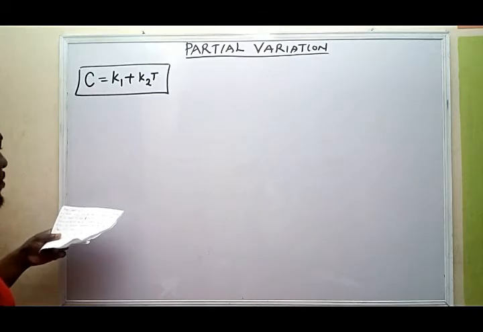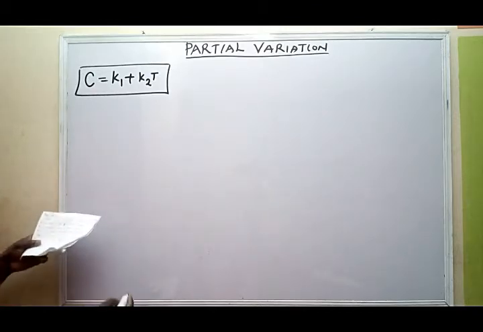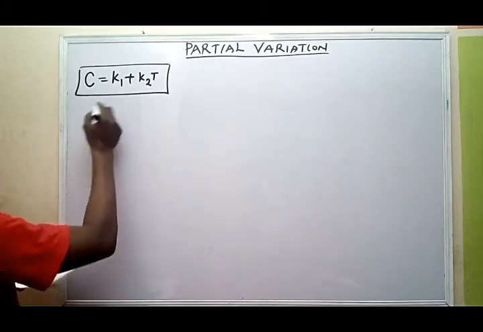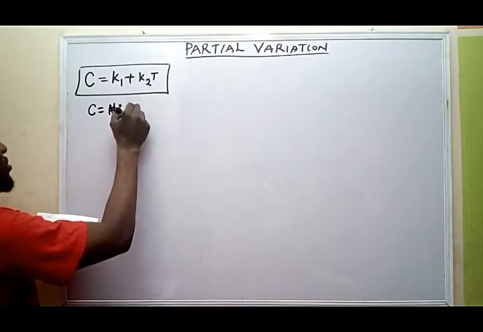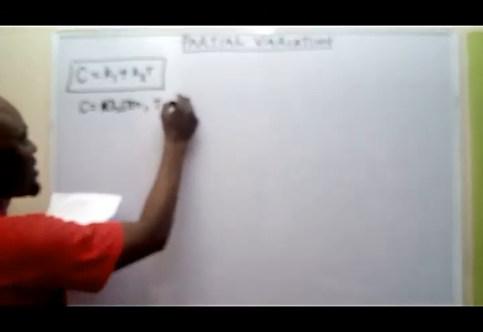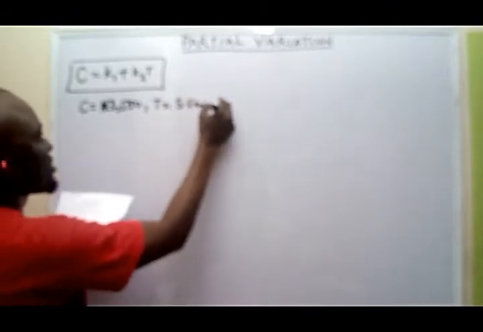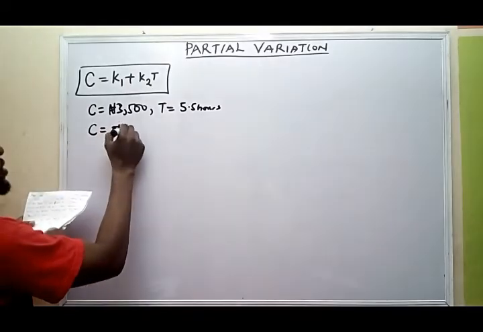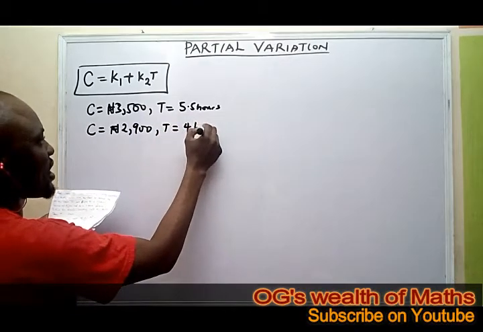Find the formula connecting the cost in naira with the time in R. So I'm going to do that. So the cost is 3,500 naira. The time it takes is 5.5 hours. Then the other cost is 2,900. The time is 4 hours.